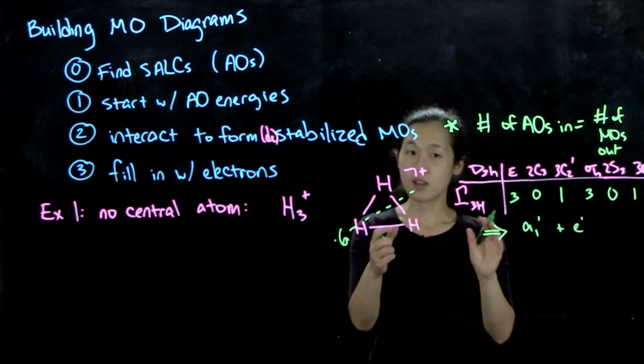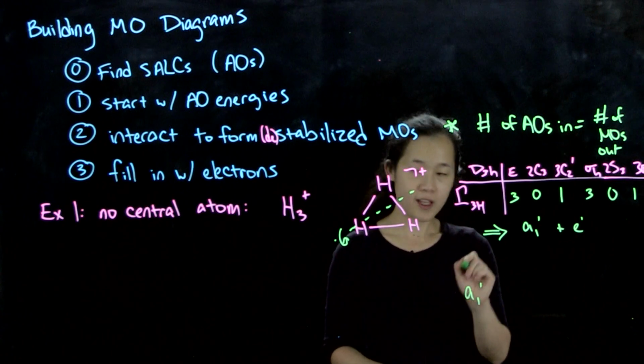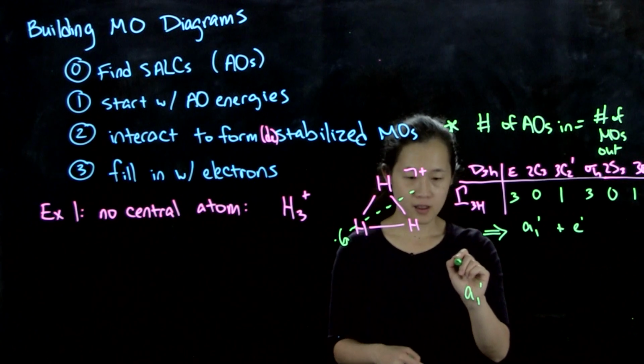And if we project this SALC, we know that our A1 prime SALC is where they're all in phase. Phi1 equals phi1 plus phi2 plus phi3.